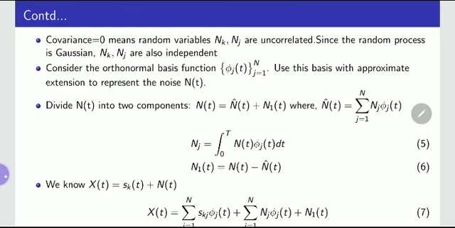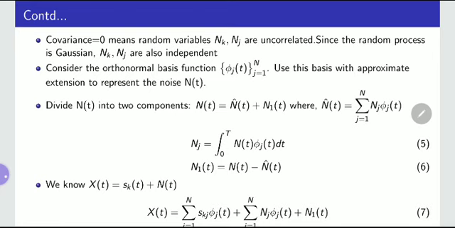That is a property of Gaussian random variables: if two Gaussian random variables are uncorrelated, they are also independent. So that implies each of the coefficients nk, nj, etc. are independent and uncorrelated of each other. Now we will consider our orthonormal basis function set phi j of t, j equal to 1 to N. So we will use this basis.